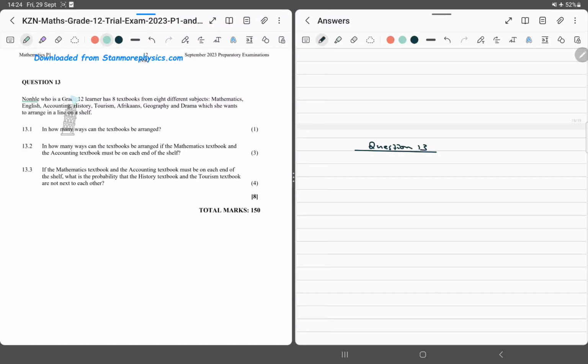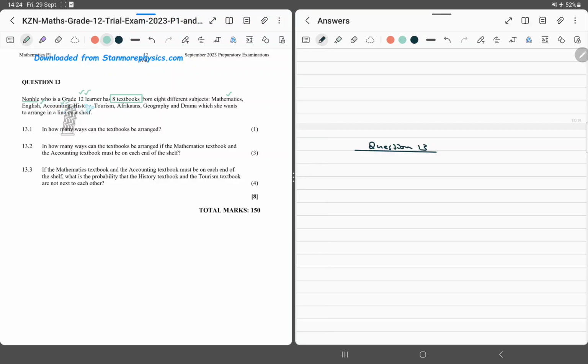Anyway, let's do this one. Nontle, who is a grade 12 learner, has 8 textbooks. Okay? Always pay attention to totals. From 8 different subjects. This is maths, which is what we're doing here. English, which is what I am talking about here.